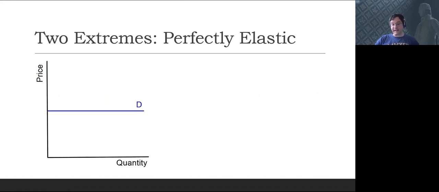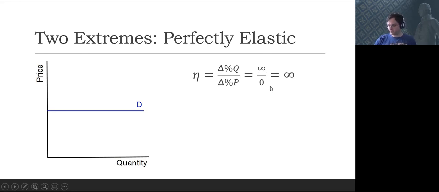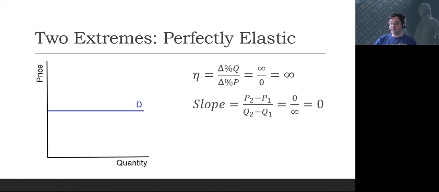For perfectly elastic demand or perfectly elastic supply, the opposite is true. Elasticity, eta, is an infinite percent change in quantity over no change in price. So we get really an undefined or infinite elasticity of supply, elasticity of demand. Whereas the slope here is 0.